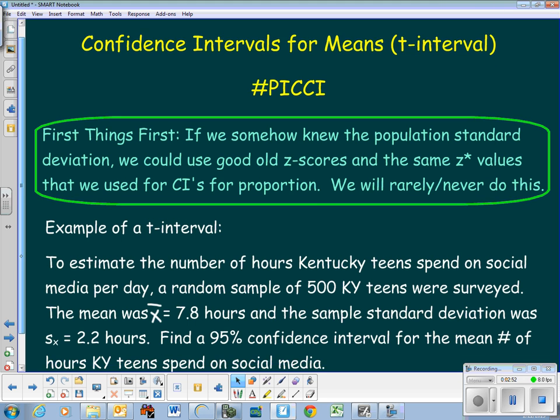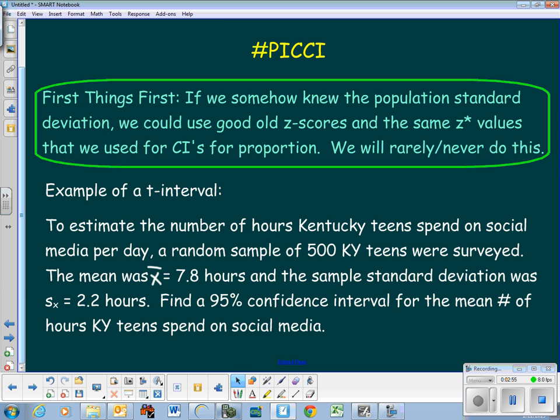All right, T interval. Somebody wants to know how much time Kentucky teens spend on social media. They sample 500 Kentucky teens. The average is 7.8 hours. It might actually be low. Standard deviation 2.2. Now that standard deviation s is reasonable because I just take the standard deviation of the 500 numbers that I got. That would be a pain to calculate, but you could do it, or just let your calculator do it. What is a 95% confidence interval for the mean number of hours Kentucky teens spend on social media?